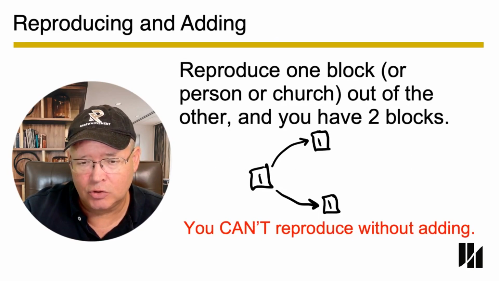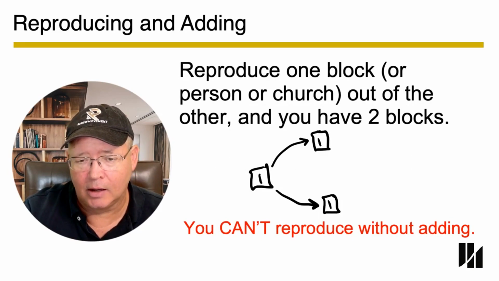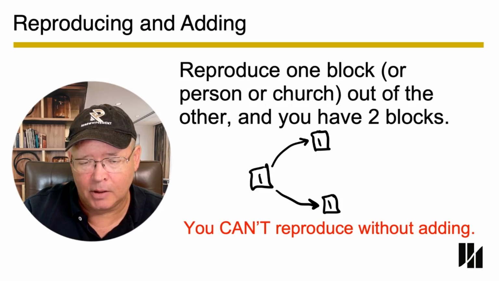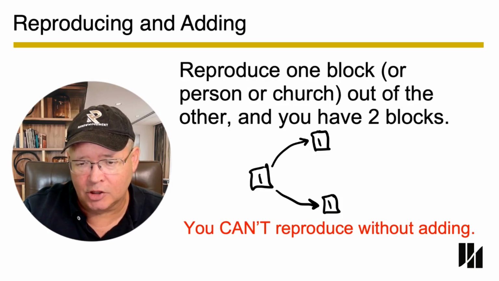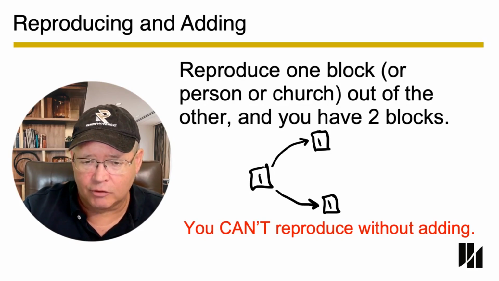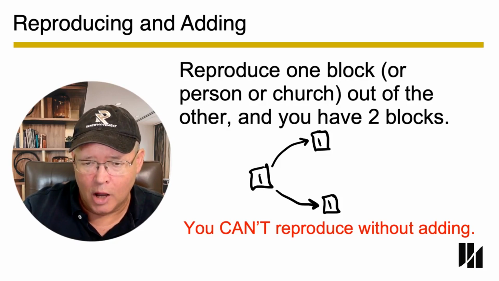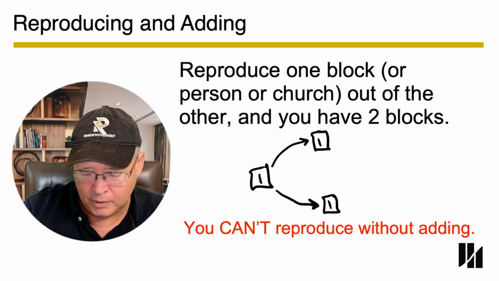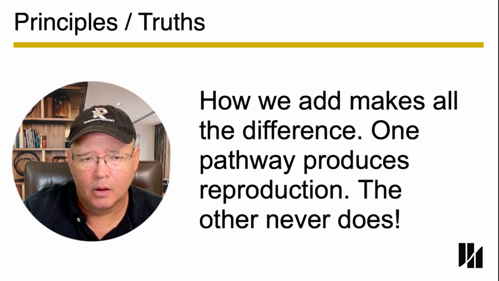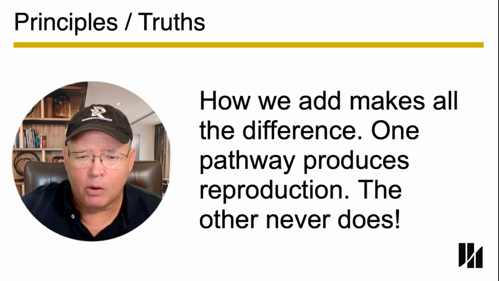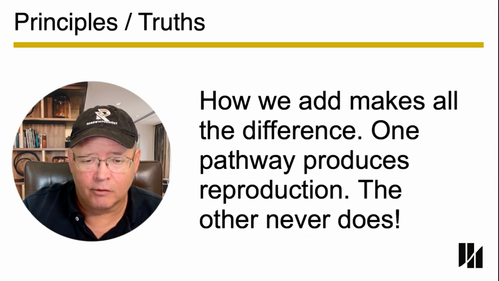We need to be choosing the second option. To the degree we can, we want to see addition happening through reproduction. And the core of addition is Jesus' way of teaching it to us. Disciples who make disciples who make disciples. You need to picture figuratively when a disciple is making a disciple, it is like 1 becoming 2. It would be this scenario of reproduction. The principle we take here is how we add makes all the difference. Been saying it over and over. One pathway of addition produces reproduction, the other does not.